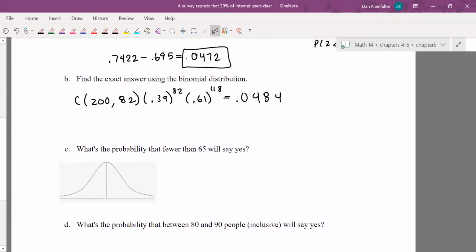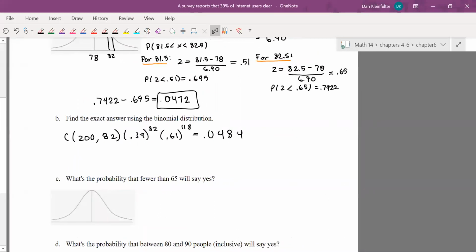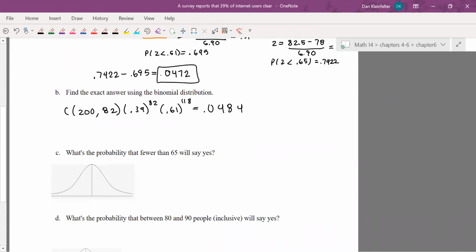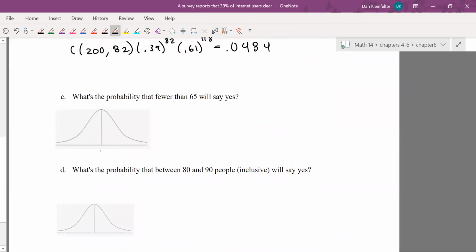All right, so now we want the probability that fewer than 65 will say yes. Again, this one would be tough to do using the binomial distribution, because fewer than 65 would have to be 64, 63, 62, and so on, all the way down to 0. That would just take far too long. So we're going to use the approximation.